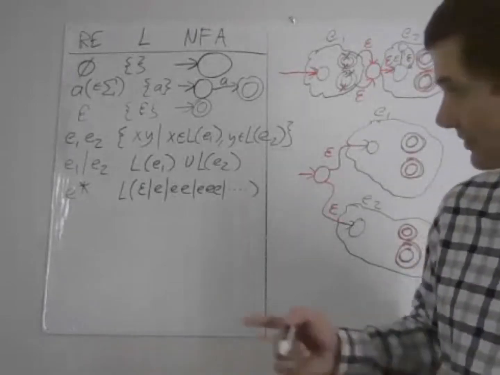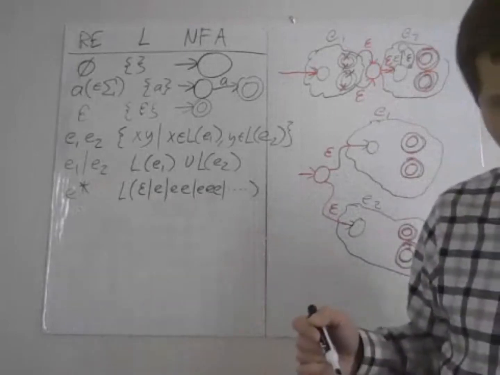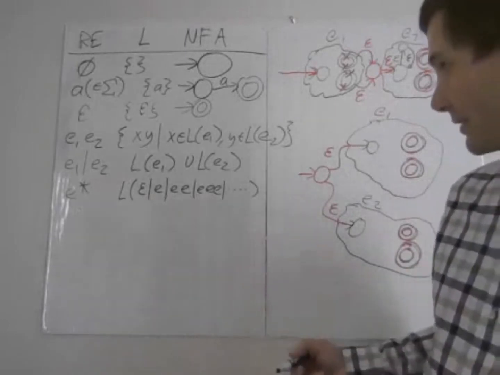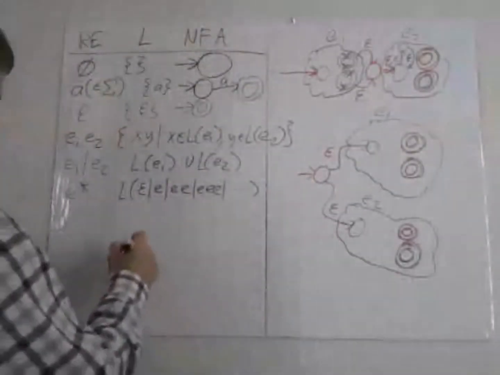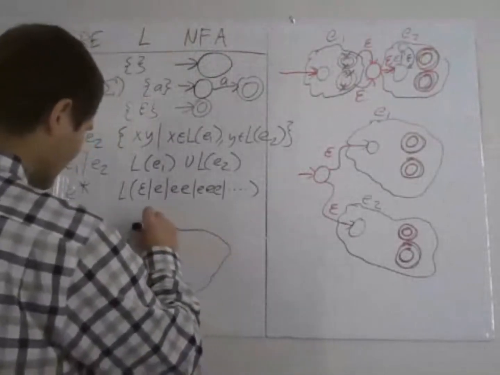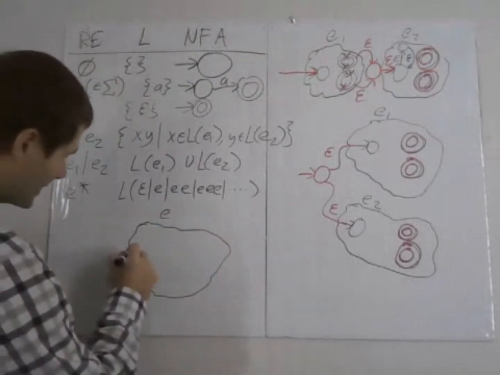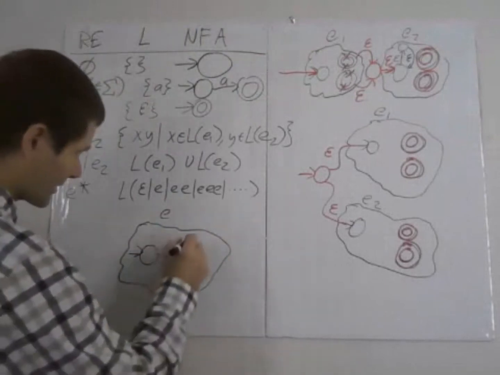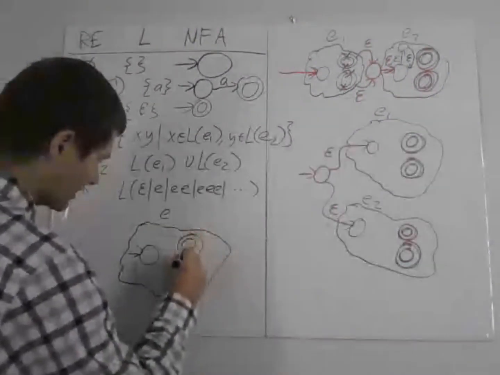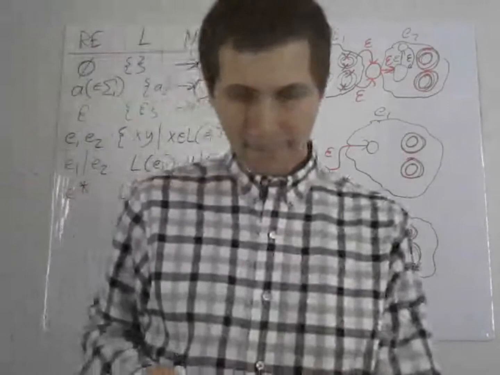All right. So then we need to do E star. So we need to build an NFA for E star. Again, we're going to recurse, and we're going to go and create an NFA for E, and it's going to have a start state and accepting states.